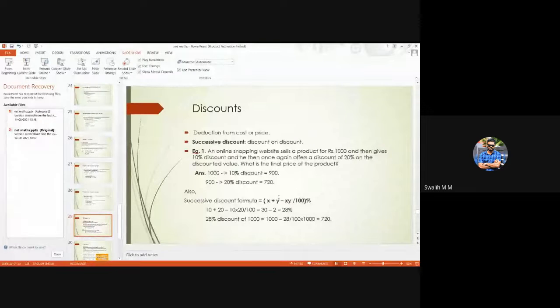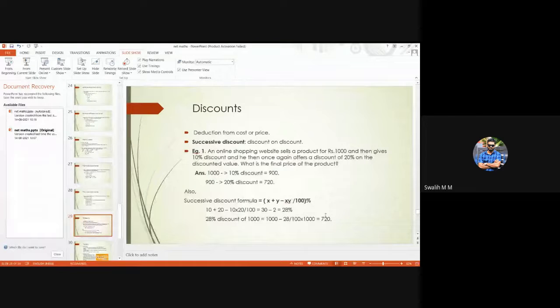That is x plus y minus xy by 100, in percent. For x is 10, y is 20: 10 plus 20 minus 10 into 20 by 100. That is 10 plus 20 minus 2, that is 28. 28% is the total discount percentage you will get. Now you need to find 28% of 1,000 and reduce it, and then you get the final value, that is 720. Clear?